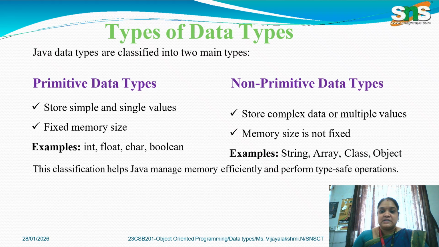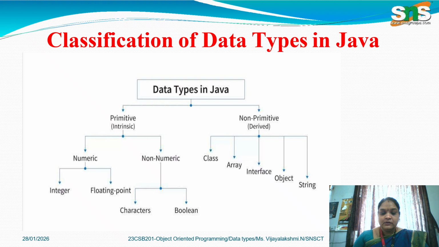Non-primitive means even the memory size is not fixed, and you can use the memory dynamically. It can store complex variables and values, and multiple values. For example, we have string, array, class and object. This is the diagrammatic representation of data types: primitive and non-primitive. We have numeric and non-numeric. Inside numeric we have integer, float, and non-numeric we have characters and boolean.